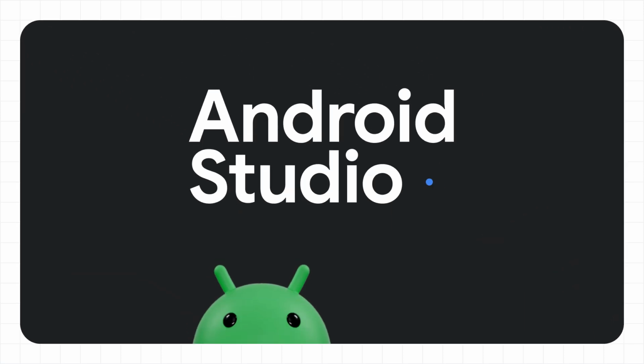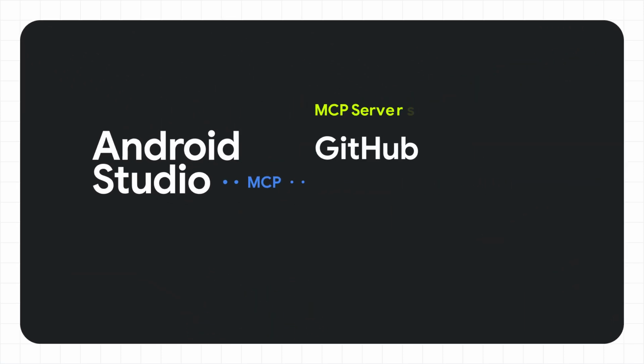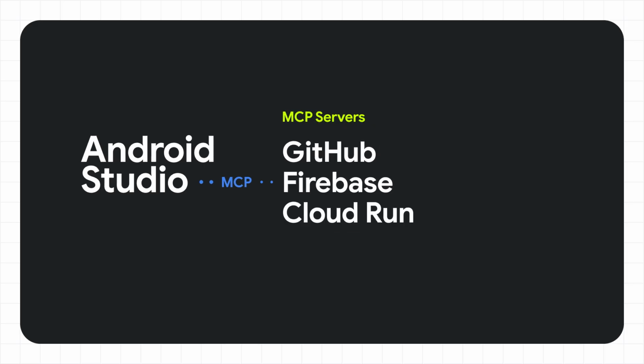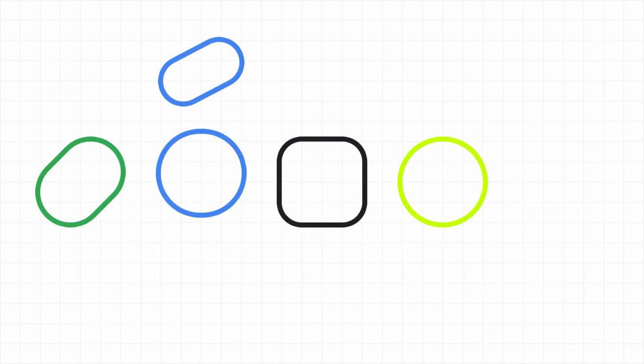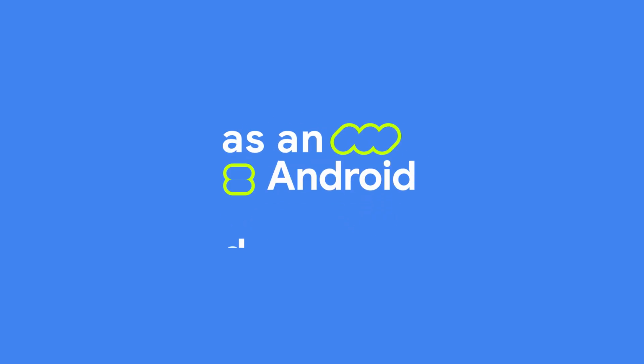Model Context Protocol, or MCP, is an open protocol that standardizes how AI models connect to different data sources and tools. It seems like there are new MCP servers popping up daily, and I wanted to better understand what's available to me as an Android developer. So I spoke with Jose from the Android Developer Relations team.